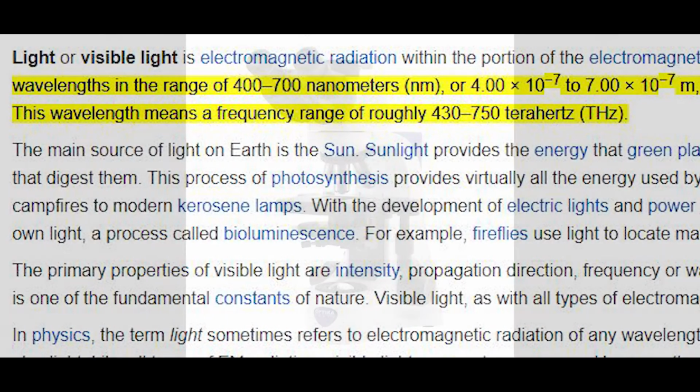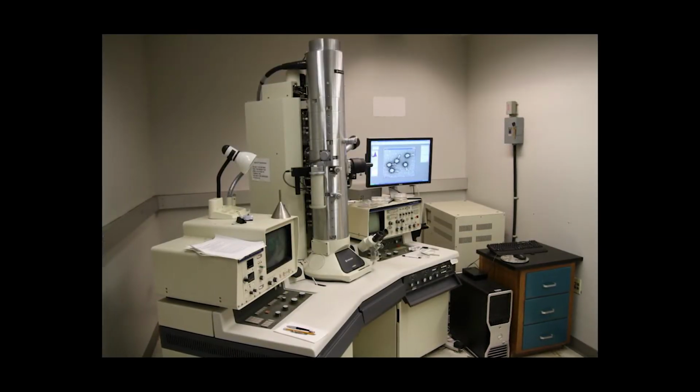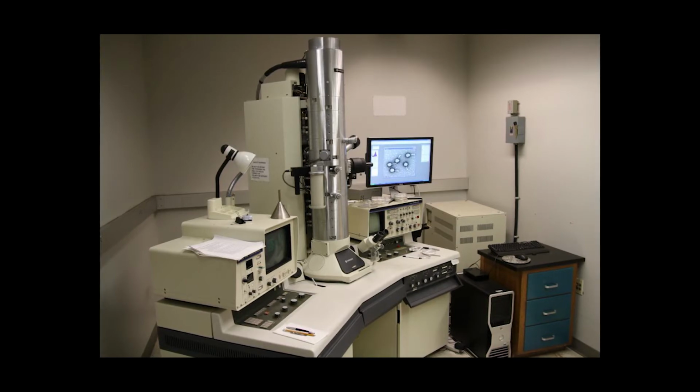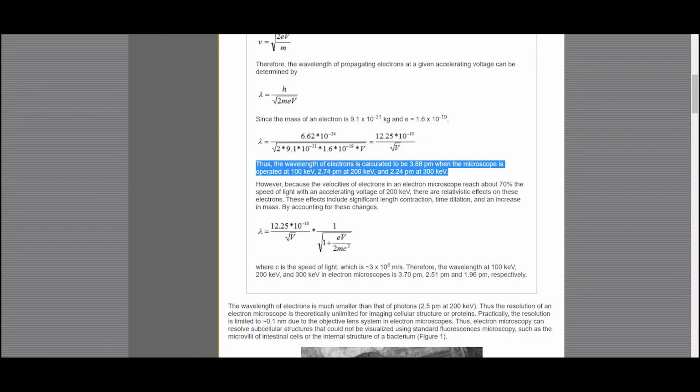Hence we can't see them using optical microscopes. This is where an electron microscope comes into the picture. Electron microscopes use, you guessed it, electrons instead of photons. The wavelength of electrons is smaller than that of photons, and hence they can be used to look at viruses.